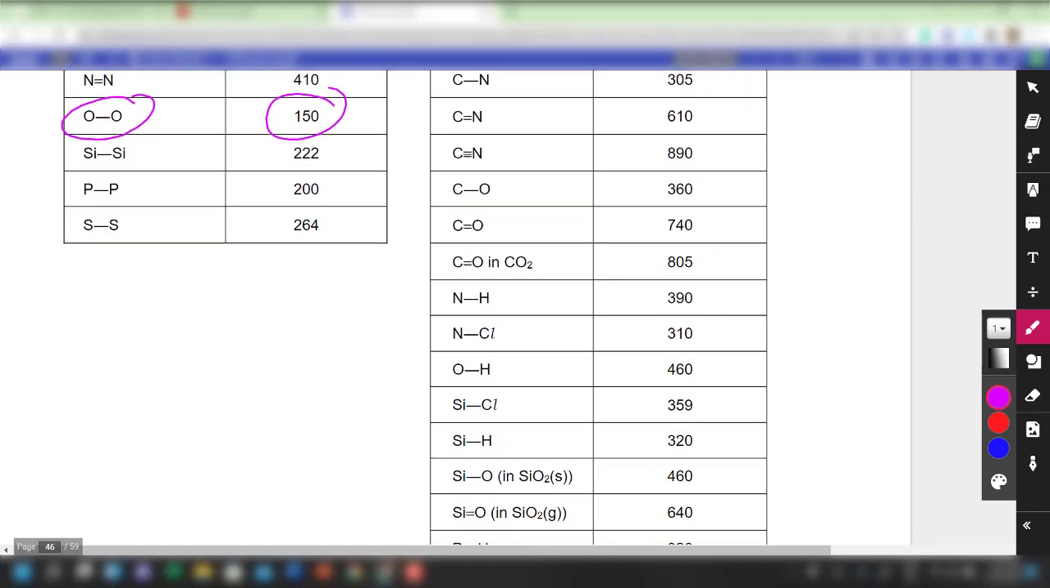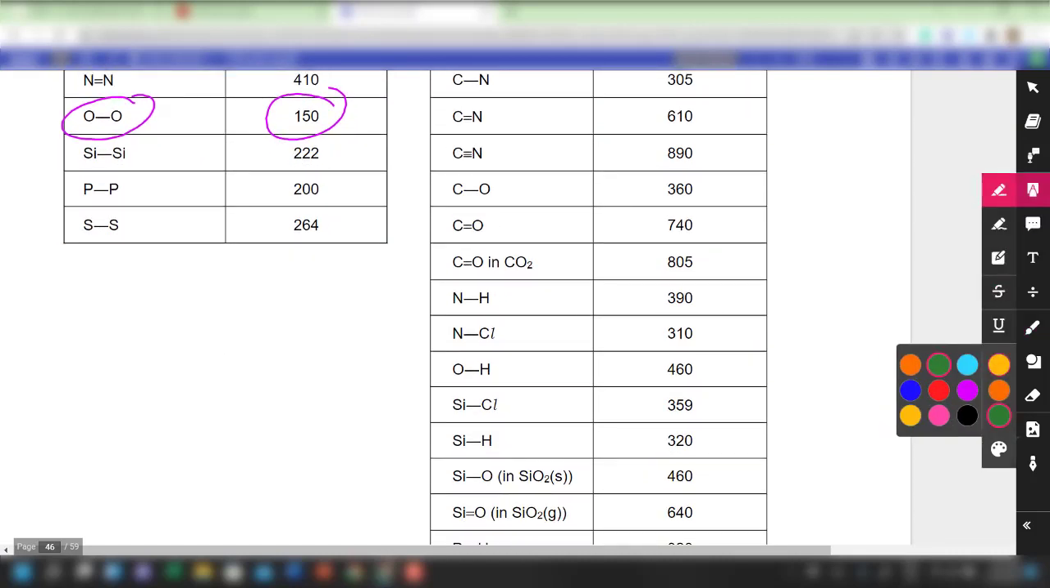Okay, and another common mistake students will make will be C=O for ketone. Ketone meaning a compound that contains C=O and the carbon is bonded to two other carbon-based groups. So that's 740. But the C=O bond energy in CO2 is 805.